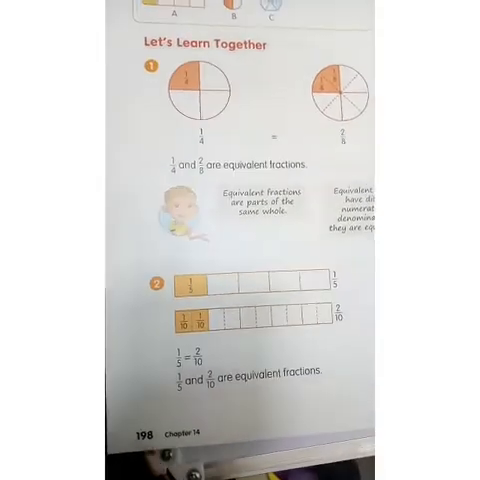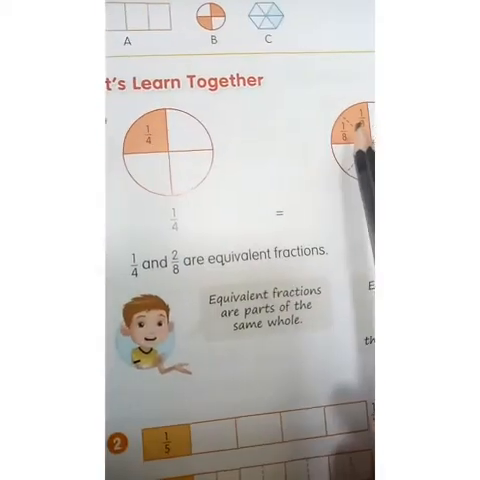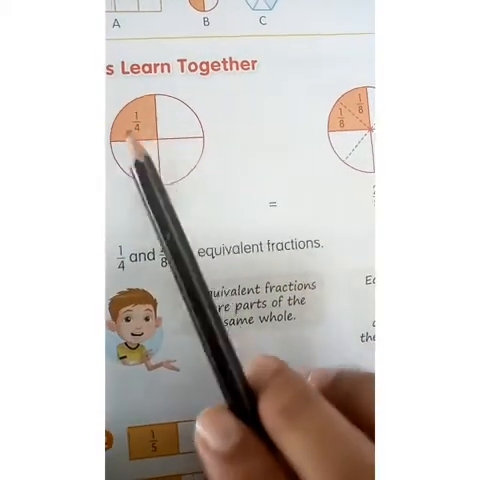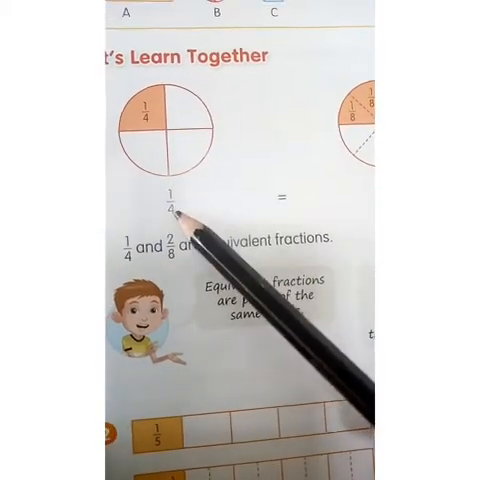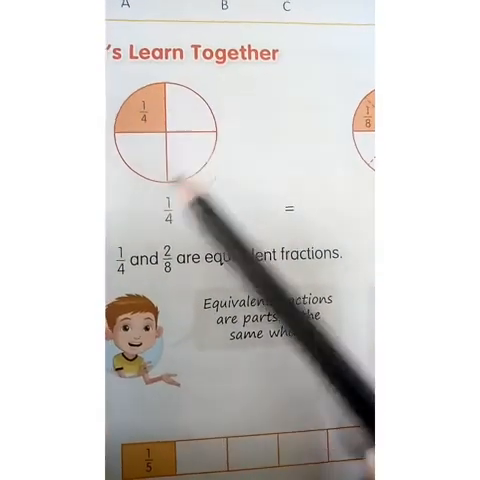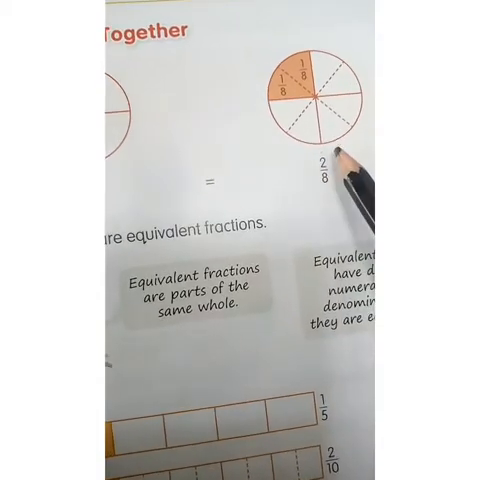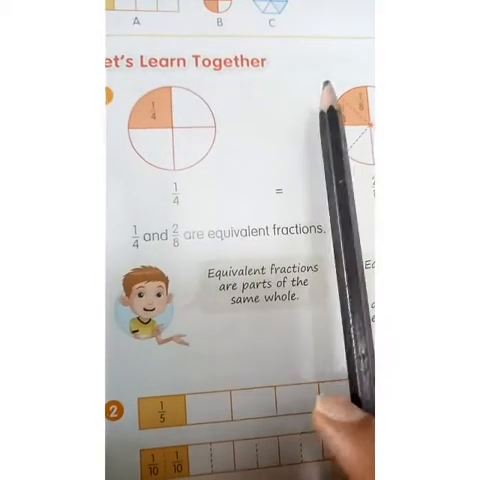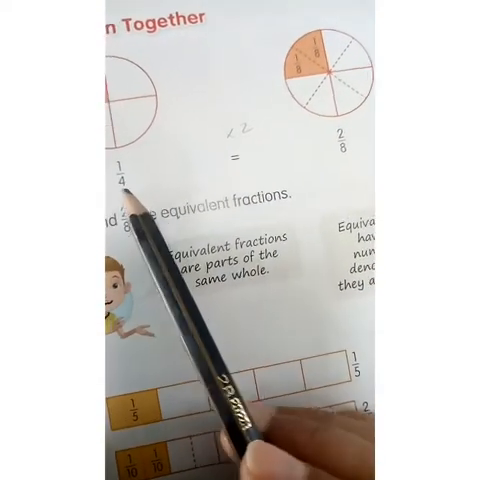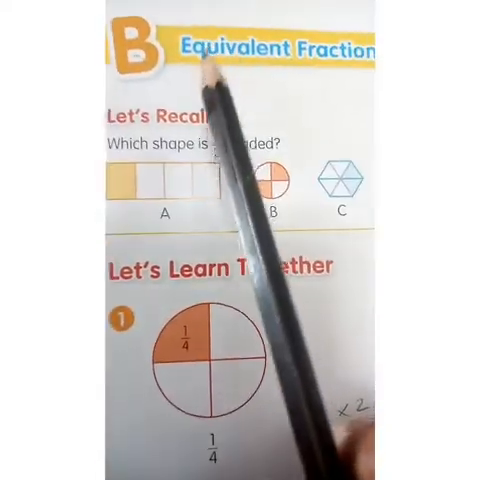Okay, now go to page 198 in the pupil book. Let's learn together. When you look at these two shapes here, this one looks similar to this one, but this shape is divided into only 4 parts, and this one is divided into 8 parts. Here is shaded only one of the 4, so 1/4, and this one is shaded 2 parts of the 8, so it's 2/8. But when you look at them, they are just the same. Here we can see that 1 times 2 is 2, and here we do the same thing. 4 times 2 is 8, so they are equivalent fractions.